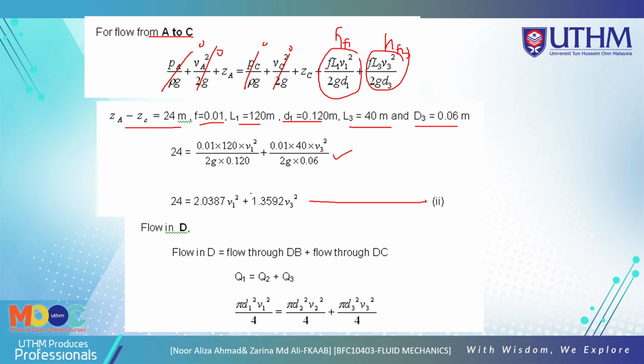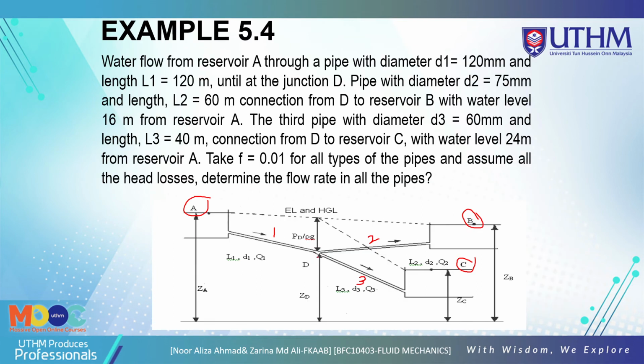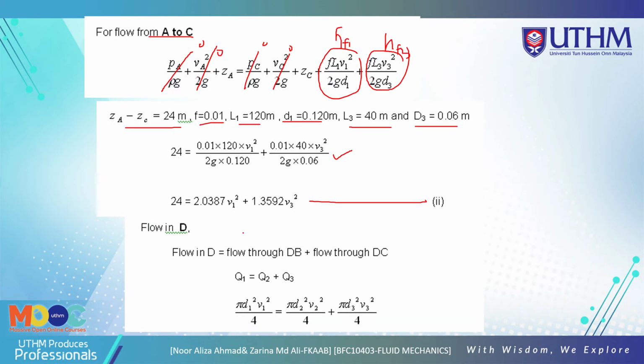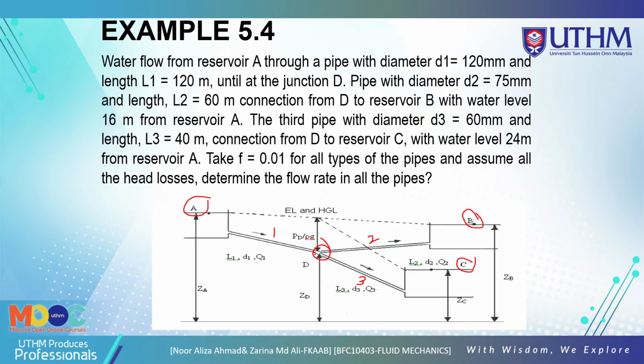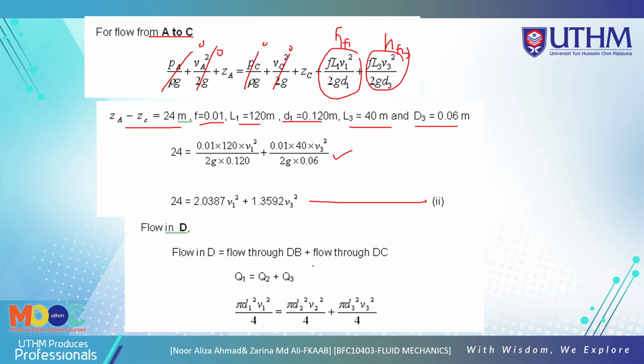So V1 squared plus V3 squared. Now the flow at D, at this part here. The flow in D is equal to the flow through DB plus the flow through DC. From D to B, from D to C, from D here. So the flow in D is equal to the flow through DB plus the flow through DC. That's why we get Q1 is equal to Q2 plus Q3.